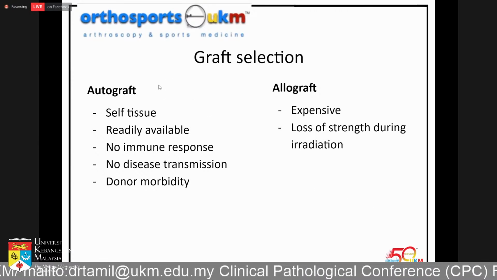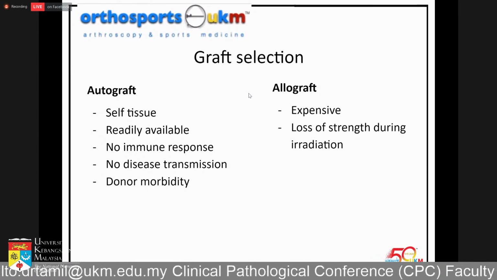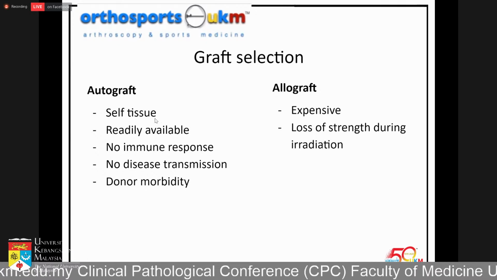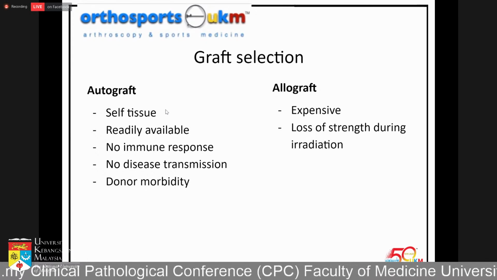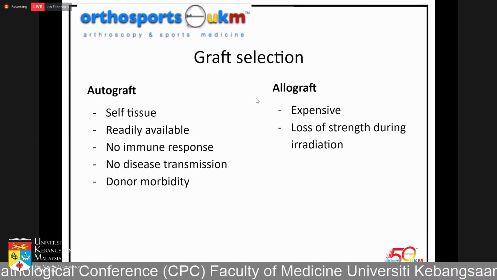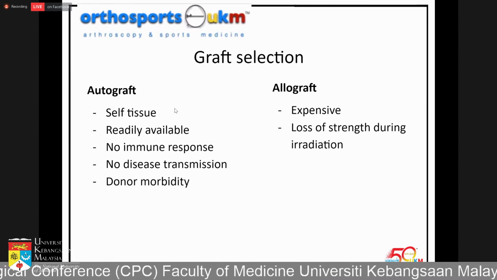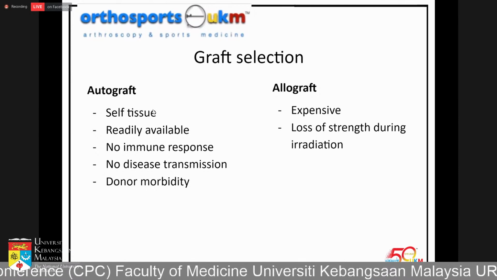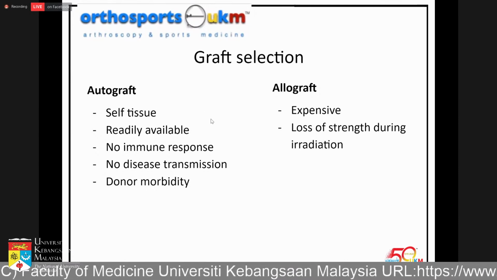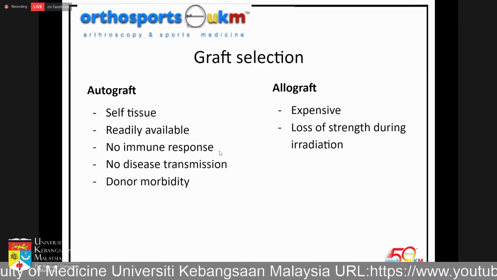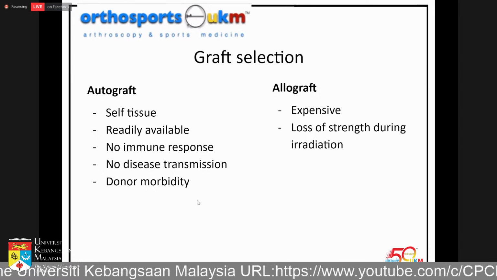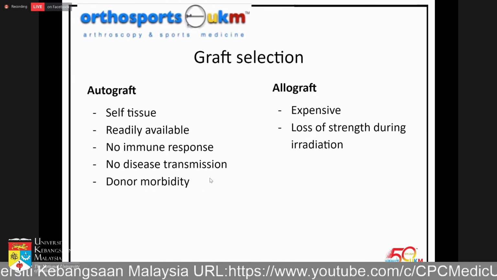So what does it mean by autograft and what does it mean by allograft? Autograft means it is taken from your own body. It is your own self-tissue. Allograft means it is from other people's tissue. So the autograft came from your own self-tissue. It is readily available and you won't get any immune response. There's no disease transmission, but there will be donor morbidity.